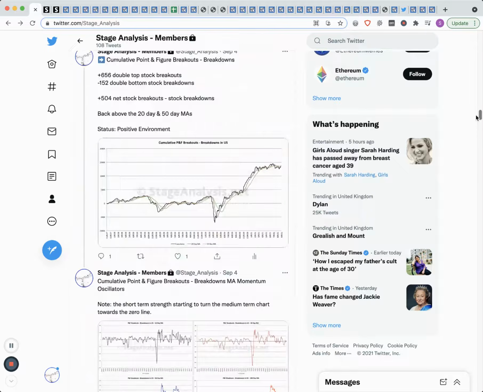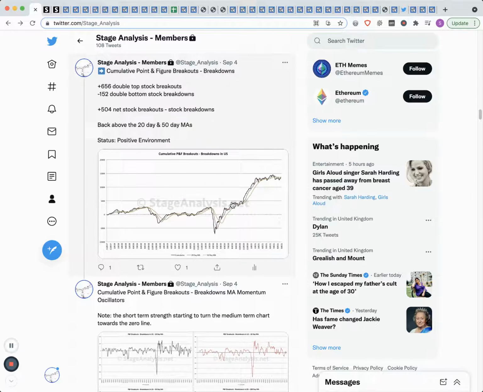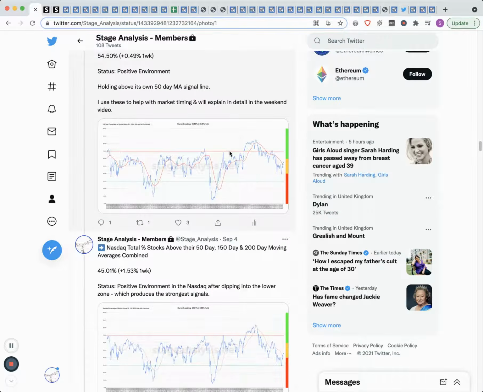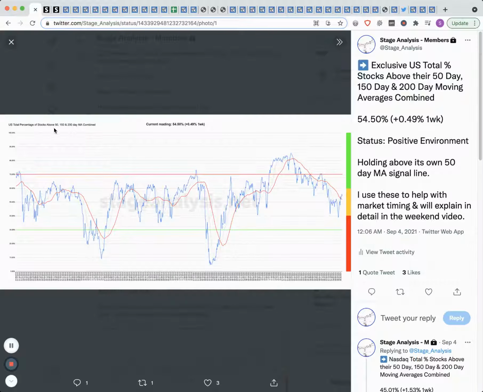So I also do cumulative point and figure breakouts and breakdowns, another breadth chart that I do with the various incarnations of that. And one of the key ones that I do is for market timing, which is the percentage of stocks above their 50-day, 150-day and 200-day moving averages combined chart. So this tells us whether we're in a positive or negative environment. And when we're above this 50-day moving average of the chart itself, we're in a positive environment, which you can see in the last couple of weeks we've moved into again, after having a little spring type action down here in the lower zone where it dipped below the 40% level for a little while.